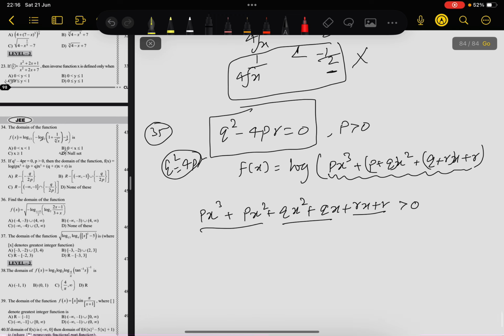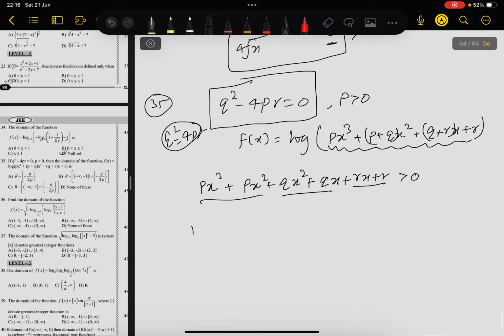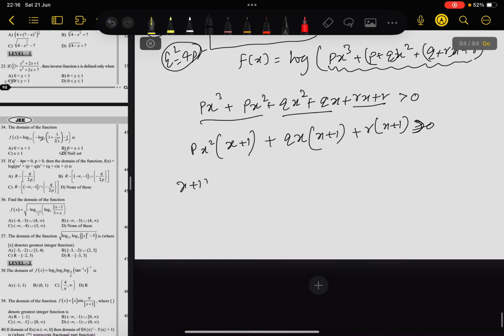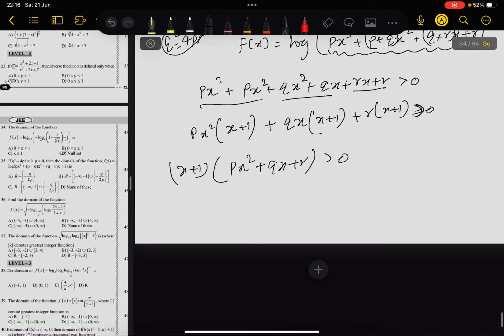So previously it was written p. Suppose if we take px square common, right? So here we will get x plus 1. So if you take here qx common, so this is x plus 1, and here if we take r common, so here also it will, yes, now we will get the answer. So x plus 1 is also common, so px square plus qx plus r greater than 0.